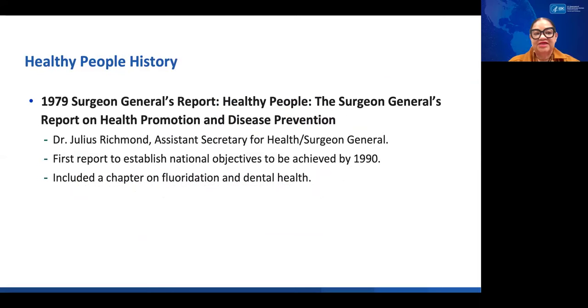So before I really get into the portion about NHANES, I wanted to set the stage in terms of the Healthy People history. In 1979, the Surgeon General's report for Healthy People was led out by Dr. Julius Richmond, who was Assistant Secretary for Health at that time and Surgeon General. This first report was to establish national objectives to be achieved by 1990, and this included a chapter on fluoridation and dental health. Next slide.